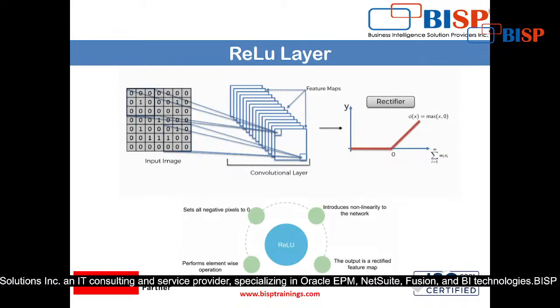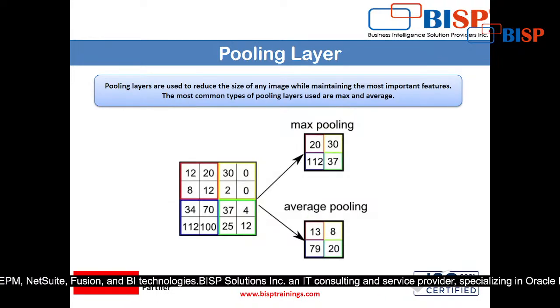Now next is the ReLU function. It is an activation function that introduces non-linearity, right? It sets all negative pixels to 0. It will not keep a negative pixel as negative, it will make it 0, introduce non-linearity, and the output is a rectified feature map. We will see it in depth in a few minutes.